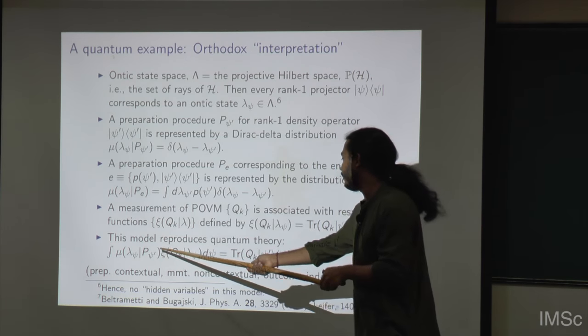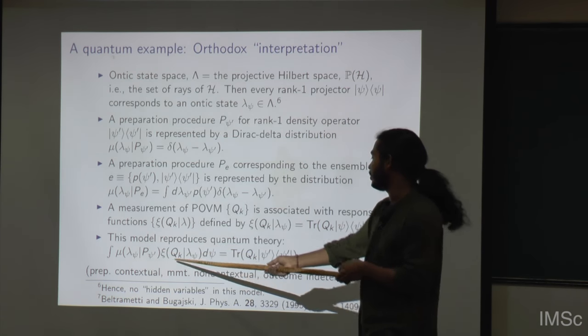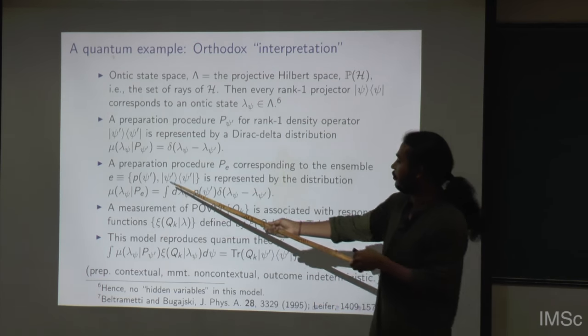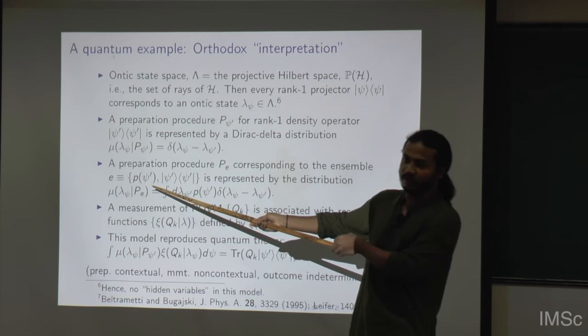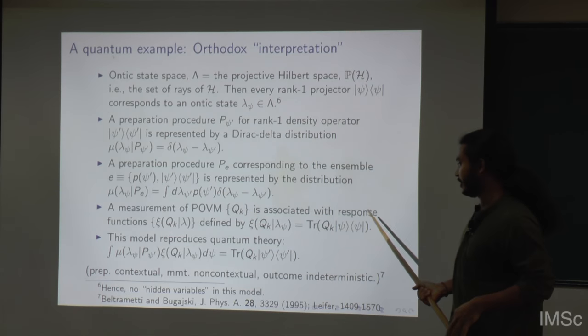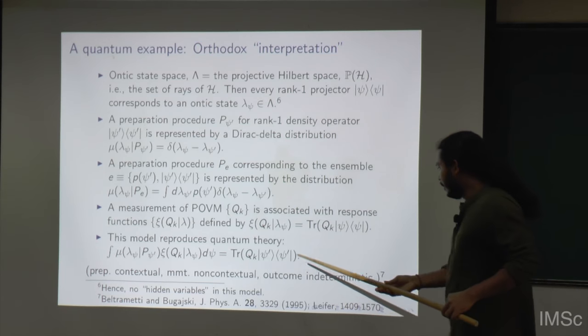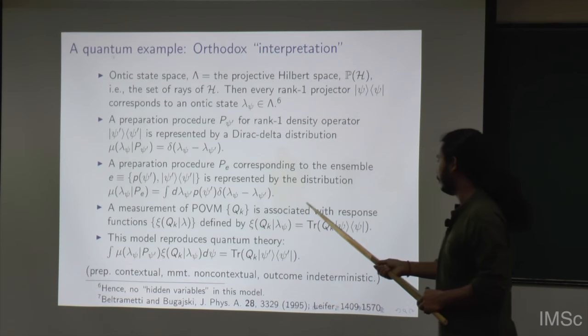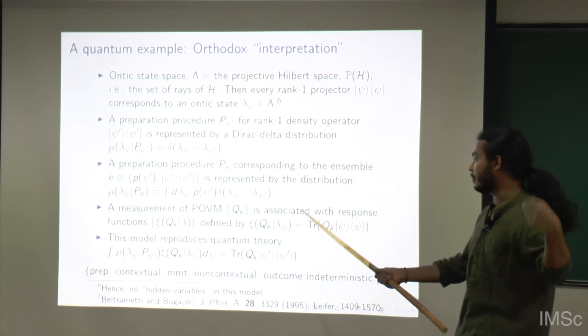And then we are saying that when you average over these lambdas, this model reproduces quantum theory. For pure states, it trivially does that. For mixed states, you'll just average this with respect to the respective weights, and you will get all the predictions. The interesting thing to note about this model is that it's measurement non-contextual, which is that the operational equivalences in quantum theory are preserved in this model.